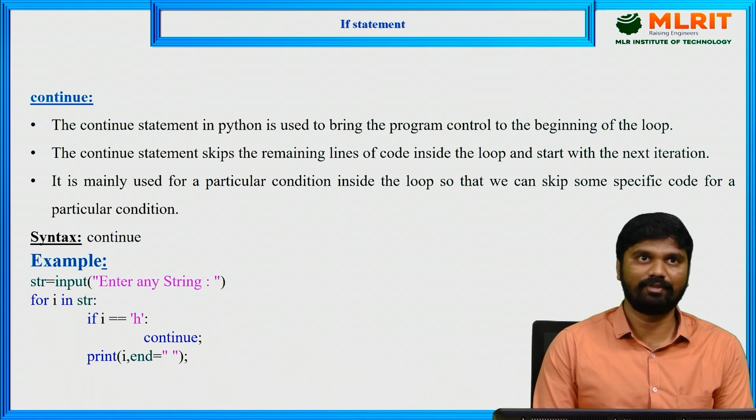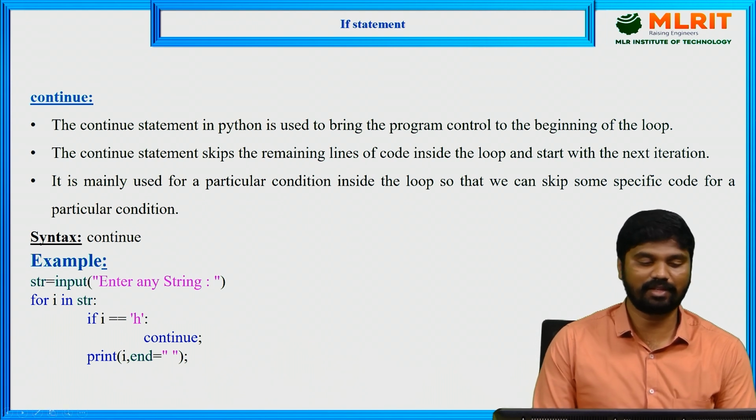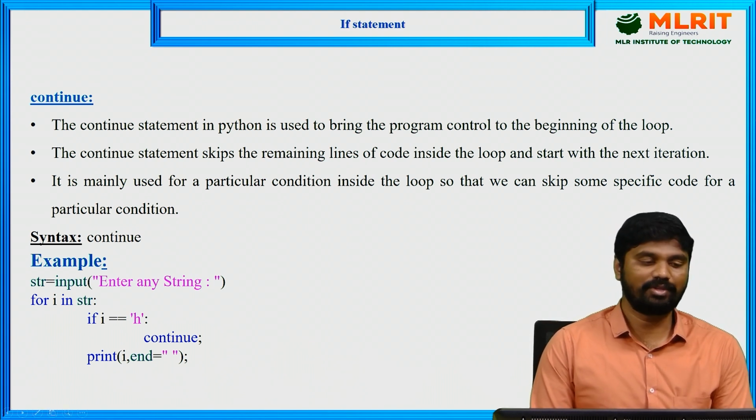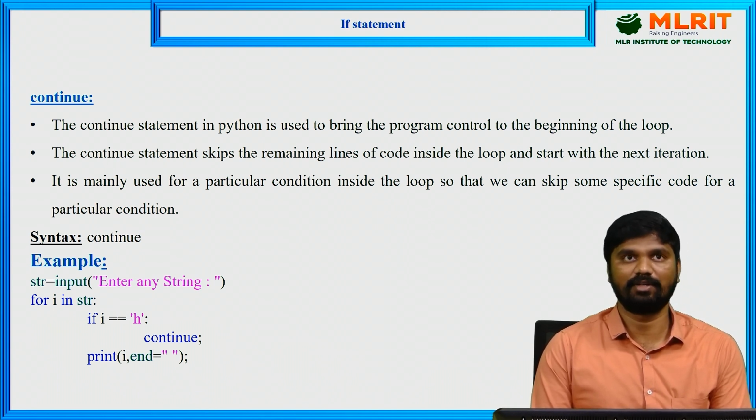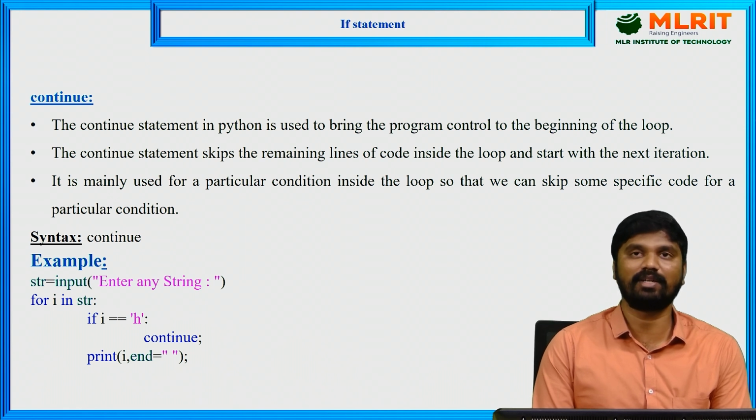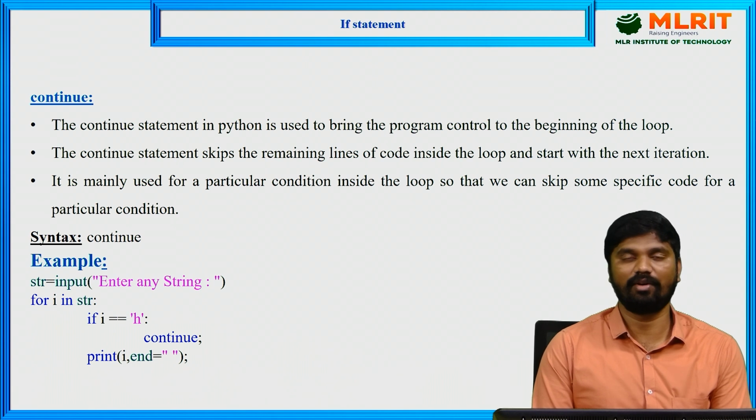Next, here we have the continue statement. This is also one of the jump statements. So the continue statement is what? It is also useful to control the program execution, but there is a difference between the break statement and the continue statement. The break statement terminates the loop whenever the condition is met, but here it just skips that instruction and continues with the remaining lines of code. So that is about the continue statement.